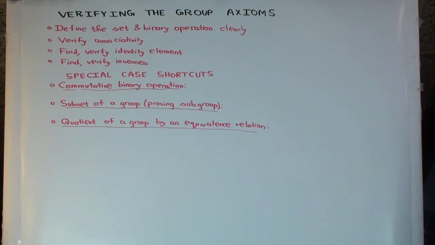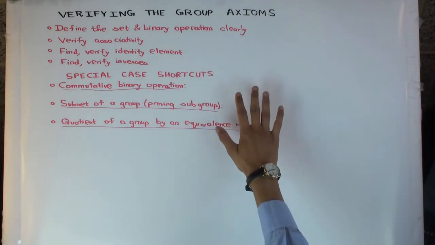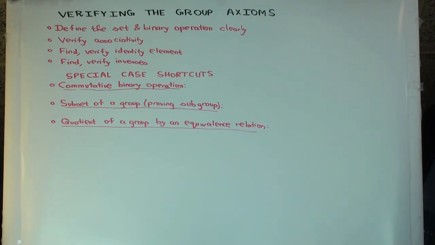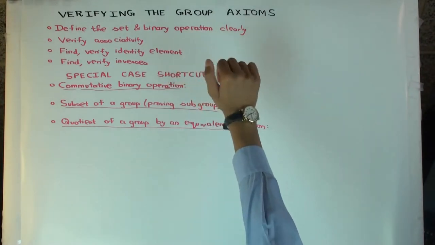Okay, so in this talk, I'm going to go over the definition of group from a constructive purpose, which is, suppose you're given a set and a binary operation, how do you determine whether that's actually a group? Okay, now the first step in determining that is, first you have to make sure that the set and the binary operation are clearly defined. Okay, so you have to make sure you know what the set you're working with is, and you have to make sure you know what the binary operation is, and that it makes sense.